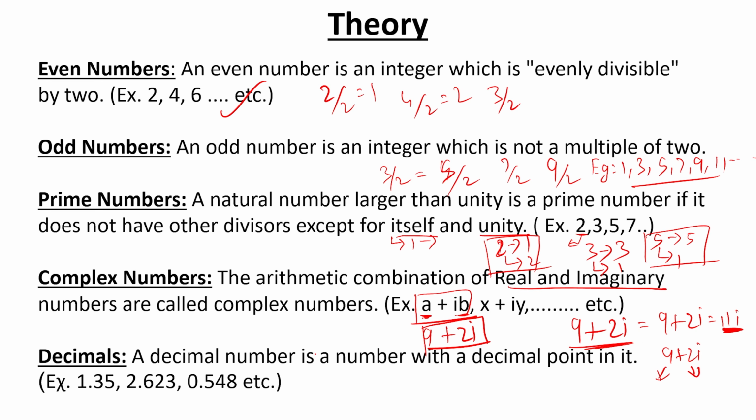Decimals. A decimal number is a number with a decimal point in it. Simply, I can only show you examples here. As you can see, 1, after that there is a decimal point, and 3, 5. It is nothing but a simple example of a decimal number. And 2.63623 is a decimal number, and 0.548, etc. That's it. That is decimals.